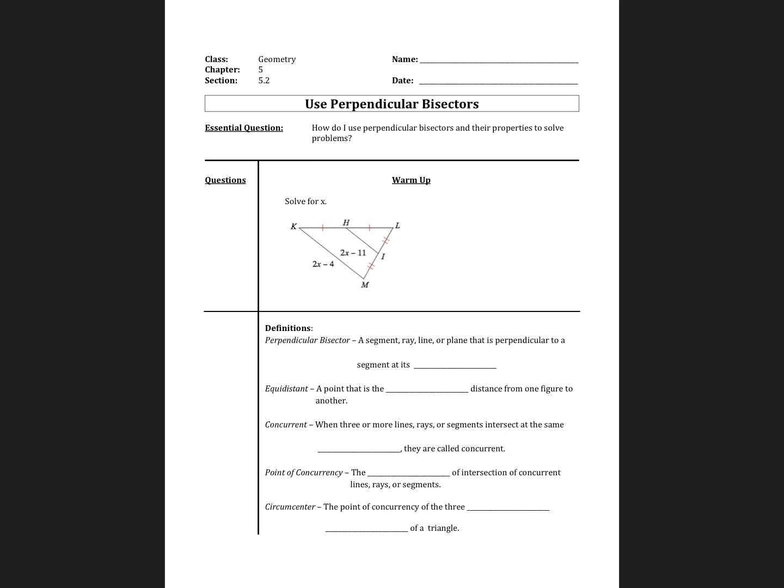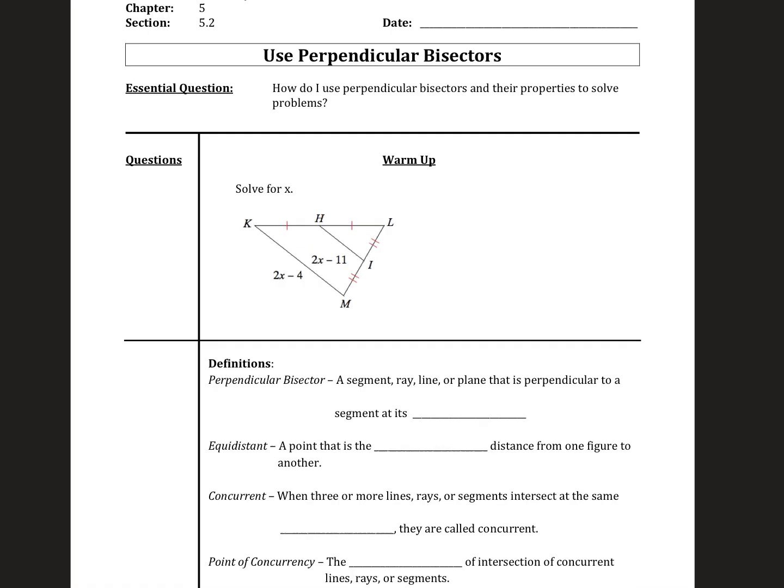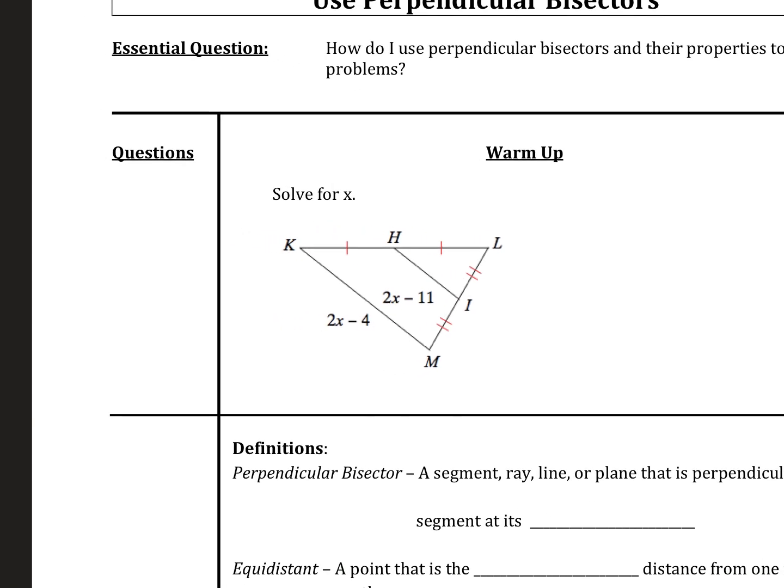All right, the name of this lesson is 5.2, use perpendicular bisectors. Our essential question is, how do I use perpendicular bisectors and their properties to solve problems? We have a warm-up, which is a problem from 5.1. We're solving for x using mid-segment and the third side of triangles. Why don't you go ahead and pause the video and see how you do.